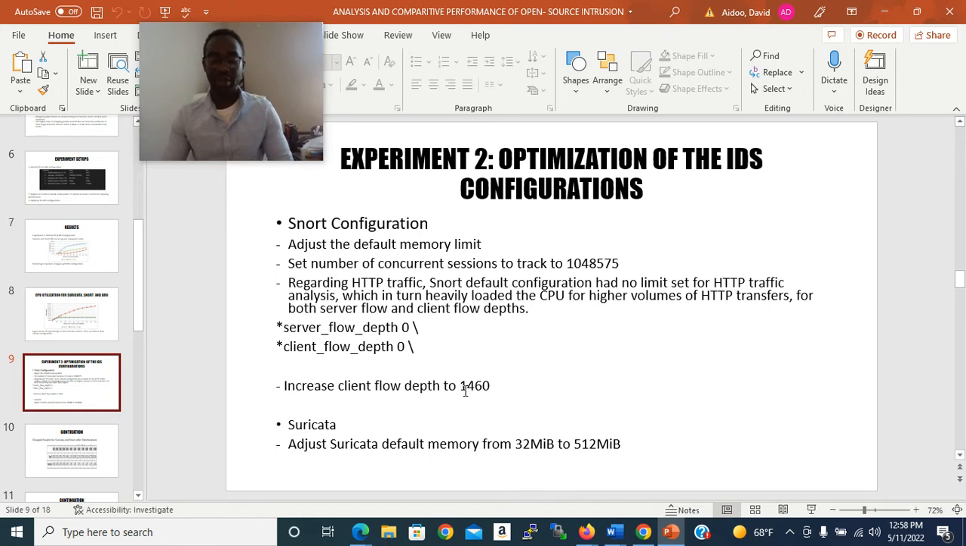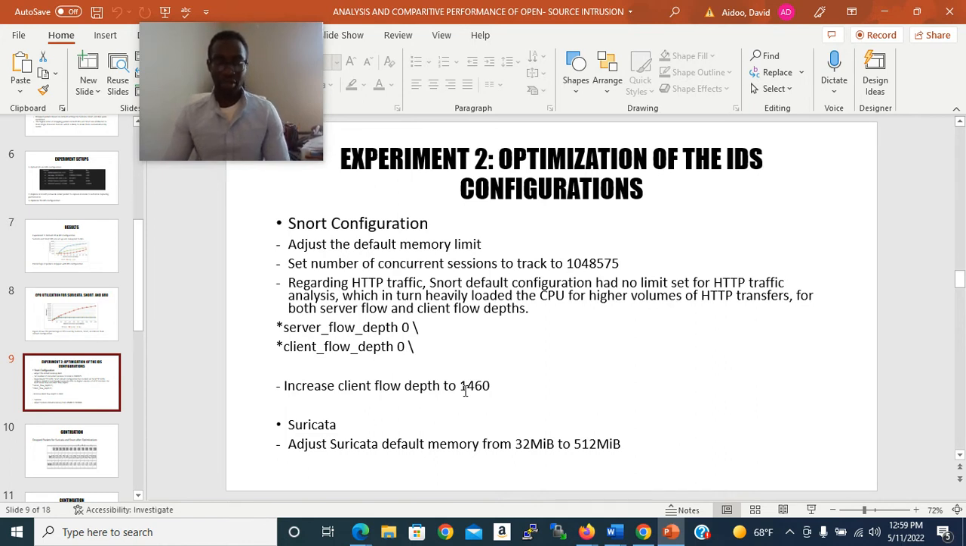On the second experiment, I realized in the first experiment that the default configuration for Suricata, Snort, and Bro was not the best for higher speed network traffic analysis that goes beyond 100 megabits per second. So what I decided to do was to alter the IDS configuration to see if I would get a better outcome or a better result. I did alter them to find a better result.